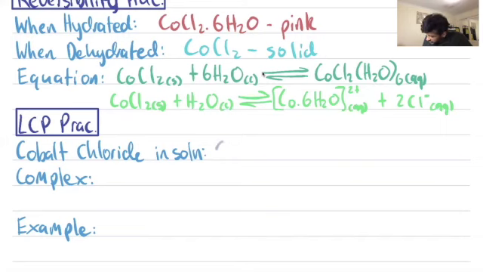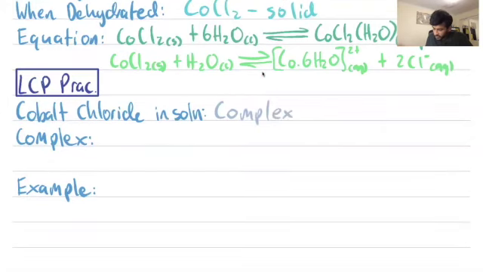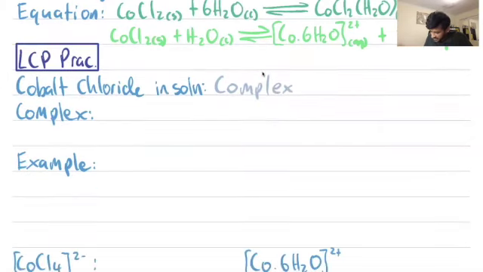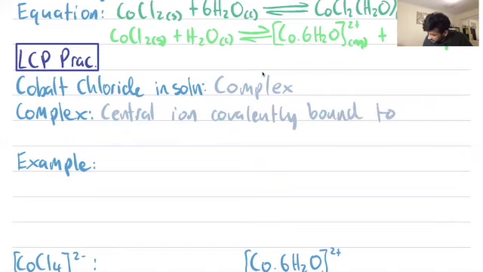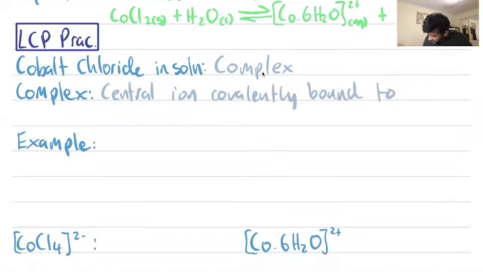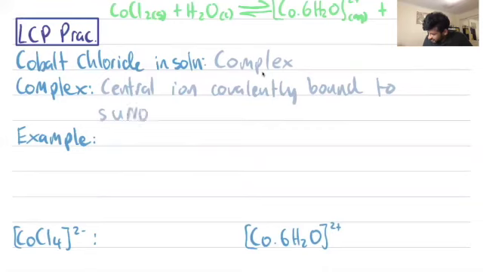So the next question is, what the heck is a complex? A complex is a specific type of chemical compound, which has a central ion covalently bound to surrounding ligands. Ligands are just things which surround a central ion in a complex, and they covalently bond. Let me give you a quick example.